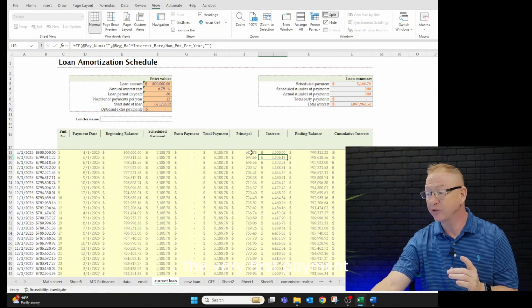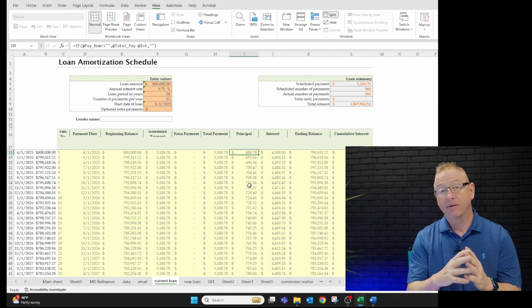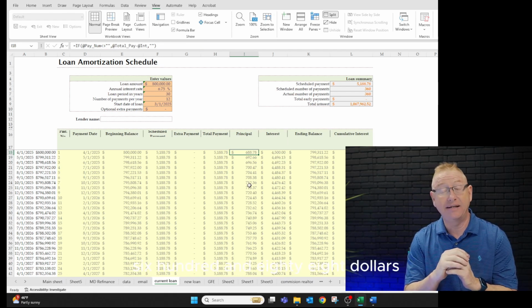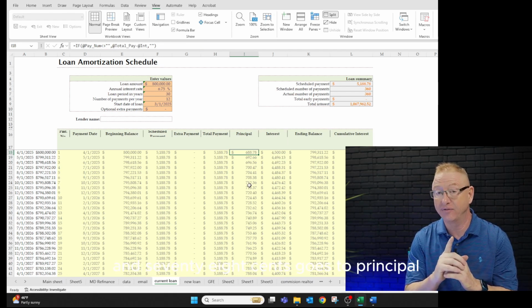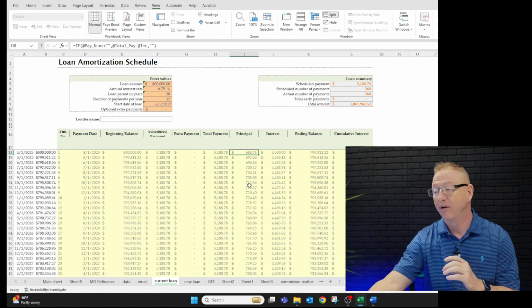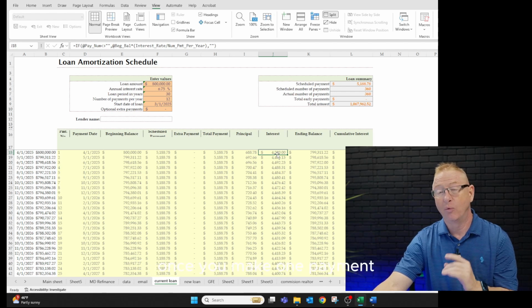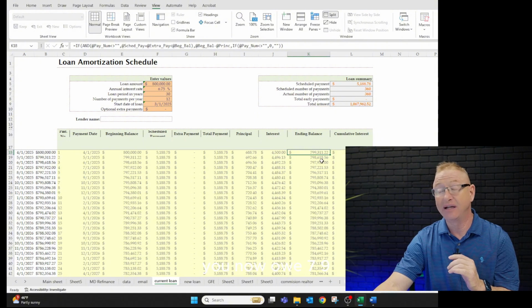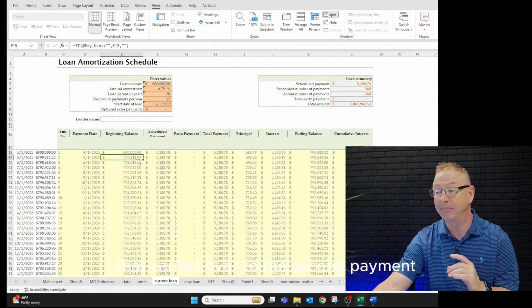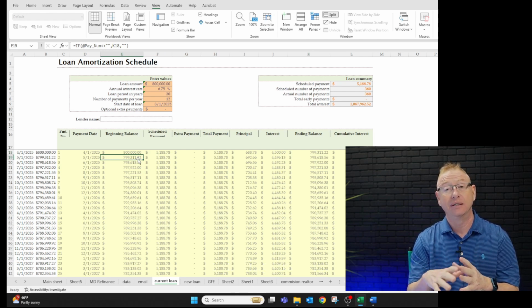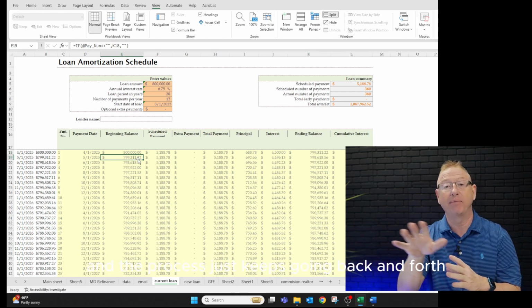The very first payment, $688.78 goes to principal. $4,500 goes to interest. Once you make one payment, you now owe $799,311. That carries over to the second payment beginning balance. And the process just keeps going back and forth.